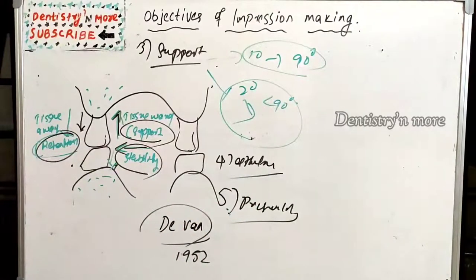So the retention, support and stability is the most repeatedly or commonly asked question. It could be asked as a short note or short essay or long essay. The long essay will be as objectives of impression making. Okay, hope you understood this concept.